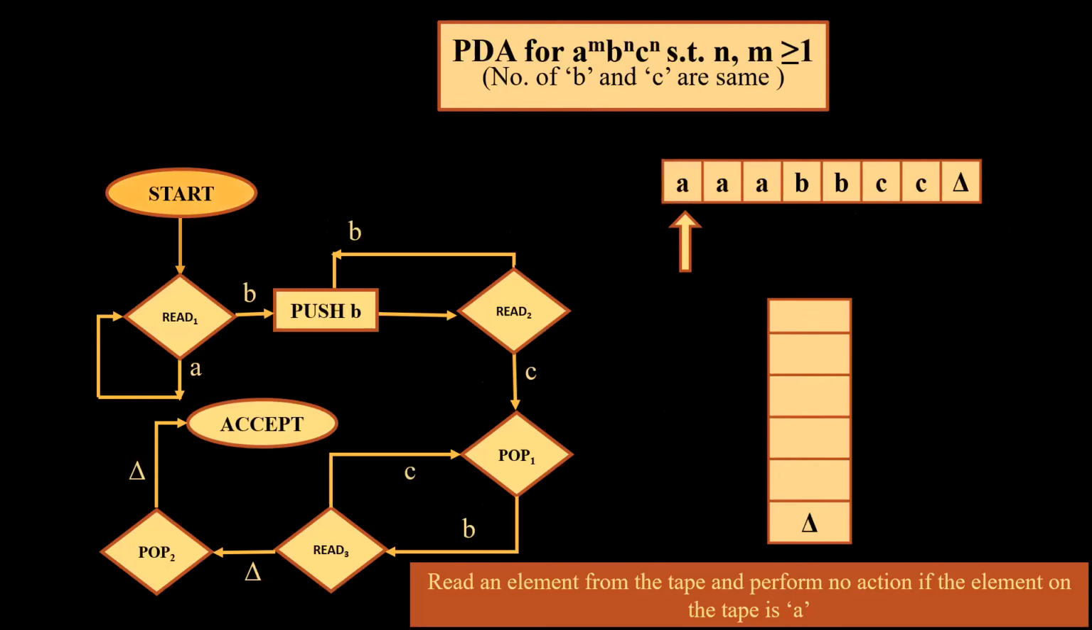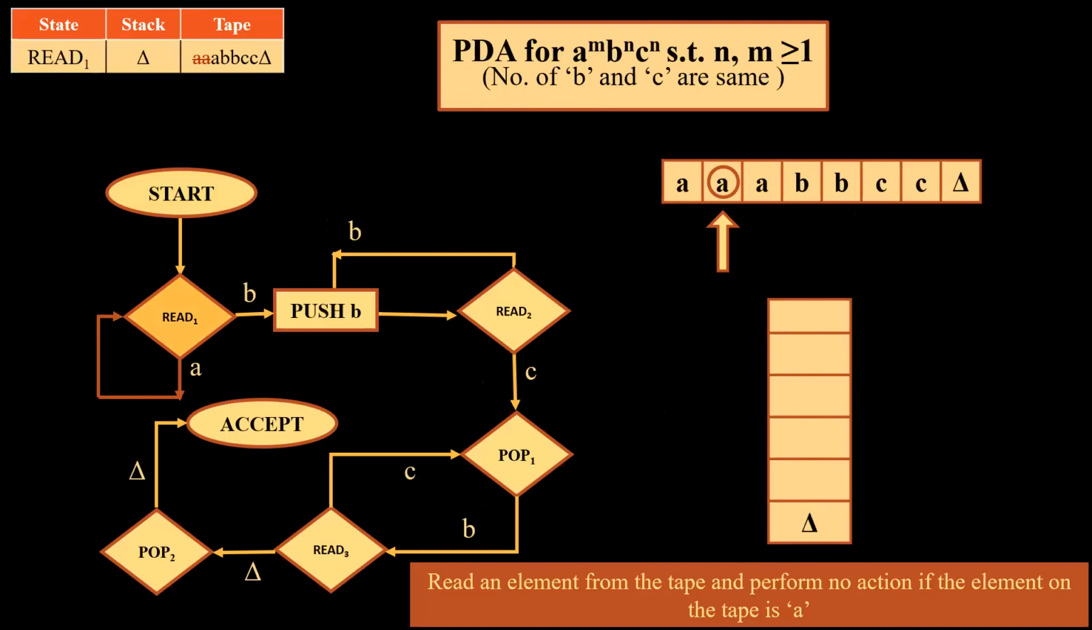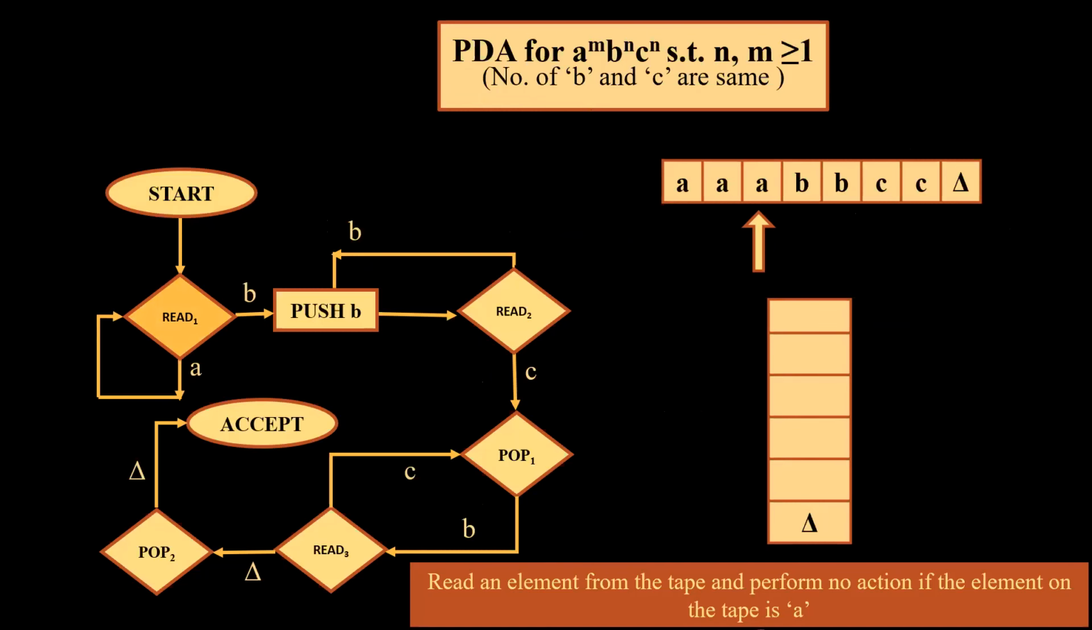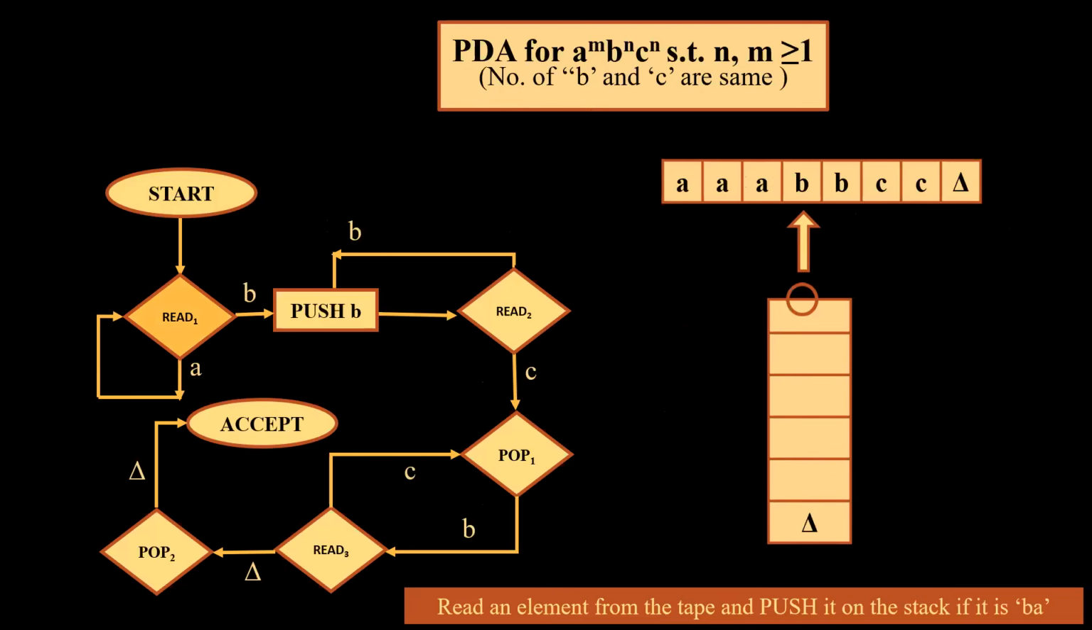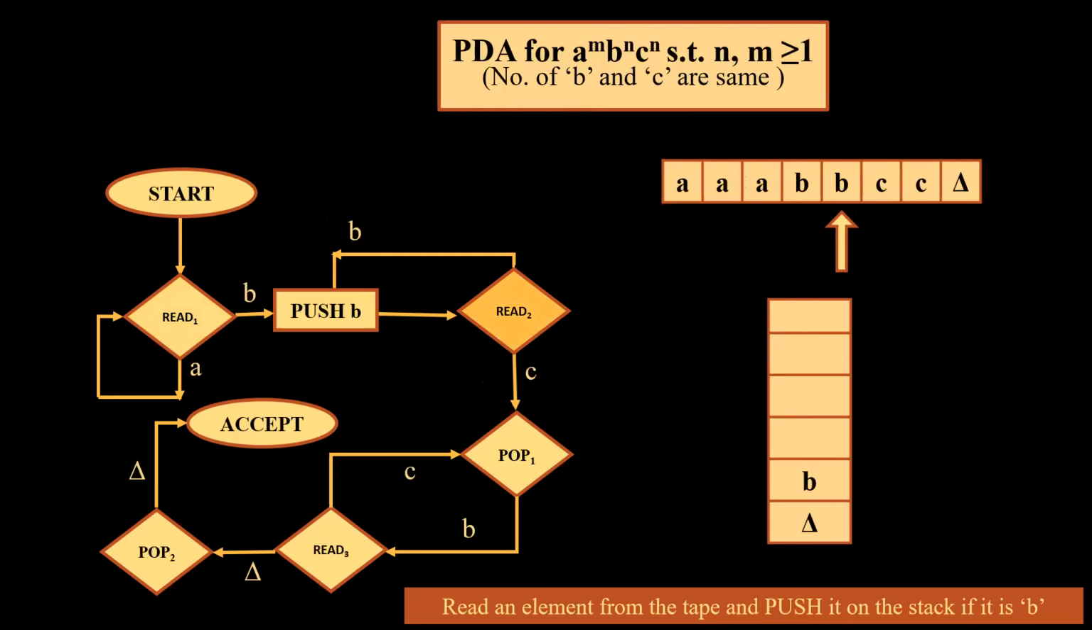So starting with the start state, first read 1 leads to A. There is a self loop of A on read 1. No push, no pop. Next A, again self loop, no push, no pop. Third A, self loop, no push, no pop. Back to read 1, come across B. We will push that B on the stack. We move to next read. Again we have a B, we will push this B on the stack, and we are in read 2 state.